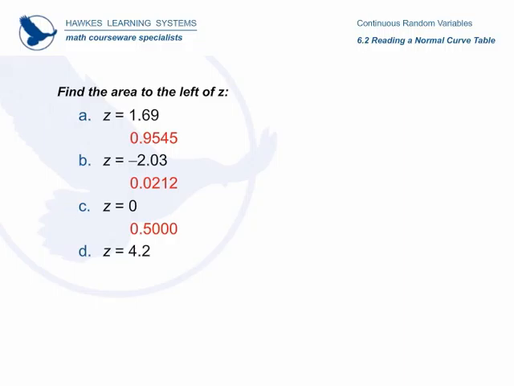A z-value of 4.2 on our table would give us approximately 1, the entire area. A z-value of negative 4.2 would give us approximately 0. Take a look at the chart in your table and these z-values and see if you can find the area to the left of z.